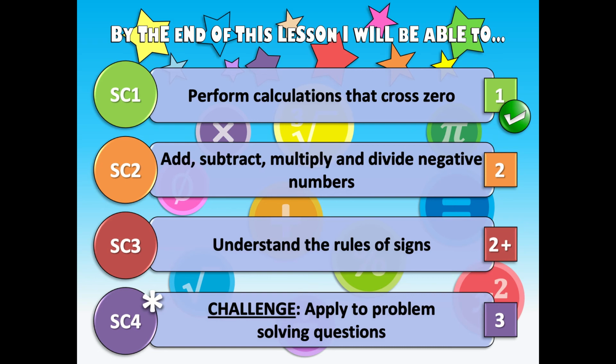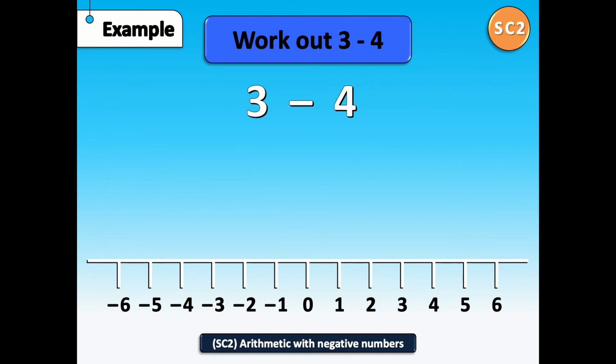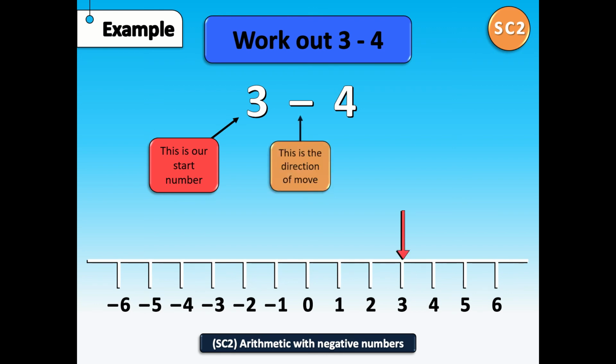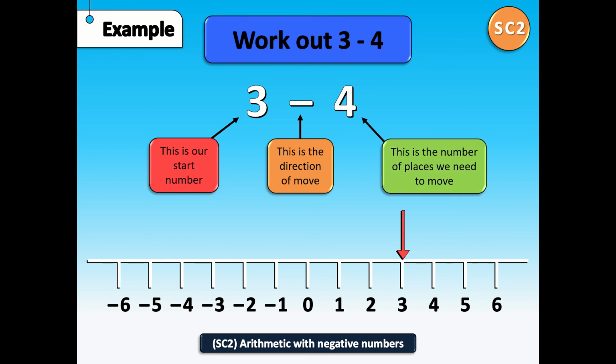So now we're going to move on to number 2, and this is to add, subtract, multiply and divide negative numbers. So if we want to work out 3 take away 4, we start at 3, and we're going to take away, so we're going to go down the number line, and we're going to go down 4 places. And we get to minus 1. So that's our answer.